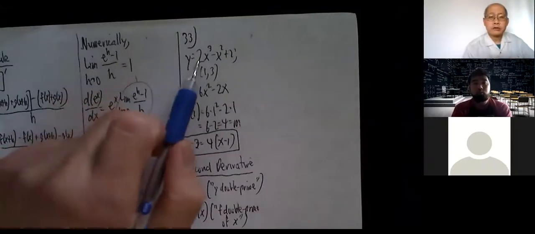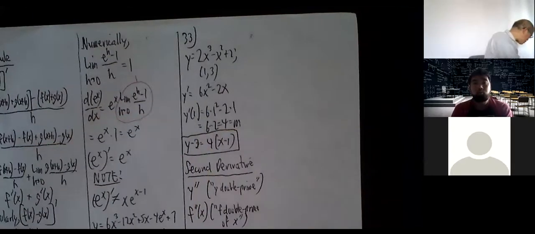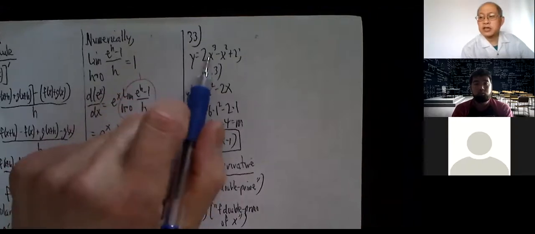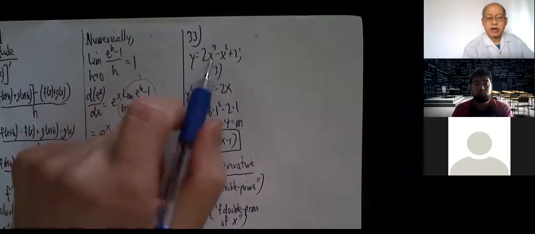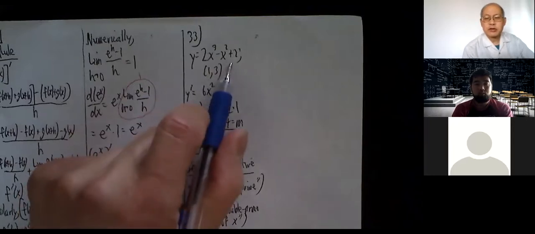So y equals 2x cubed minus x squared plus 1. You're at the point 1, 3. So first find the derivative, y prime. So what's the derivative of 2x cubed? 6x squared. What's the derivative of negative x squared? Negative 2x. What's the derivative of 2? 0.